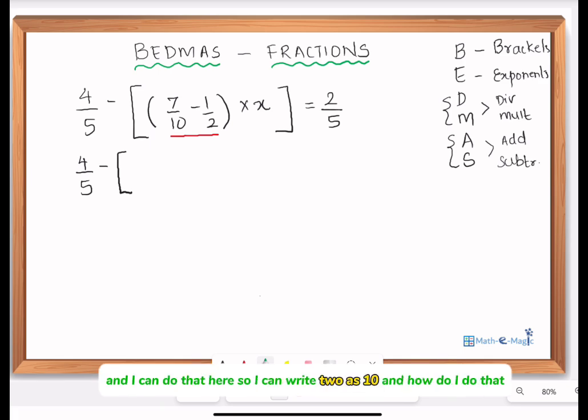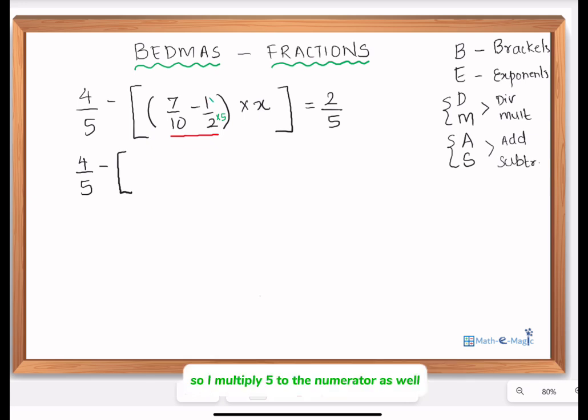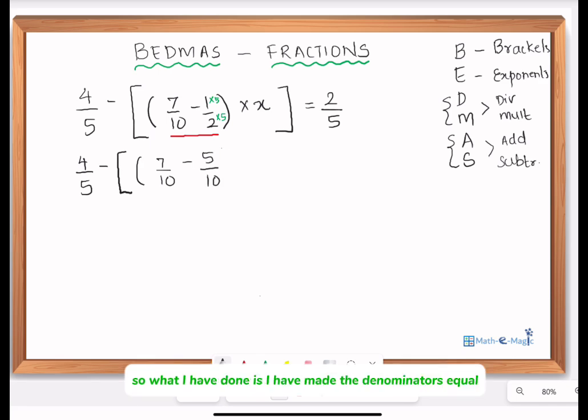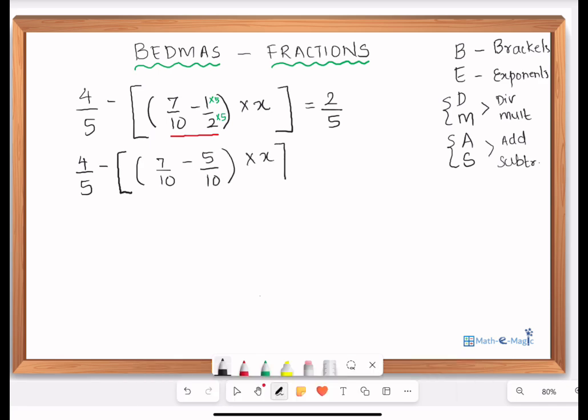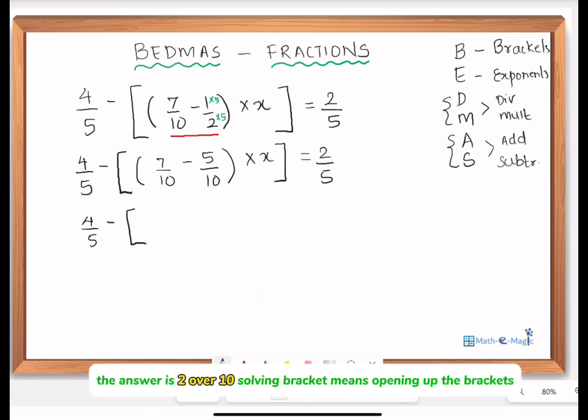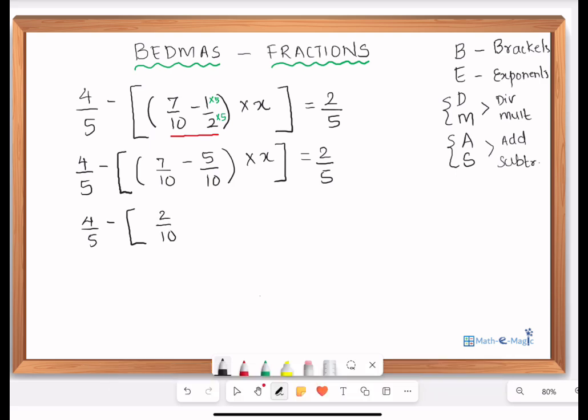So I can write 2 as 10. And how do I do that? By multiplying it by 5. And if I do anything to the denominator, the same thing has to be done to the numerator. So I multiply 5 to the numerator as well. So what I get over here is 7 over 10 minus 5 over 10. So I have made the denominators equal, and now I can subtract the numerators. So I get 4 over 5 minus, and when I solve inside the brackets, the answer is 2 over 10. Solving the bracket means opening up the brackets. We don't need that bracket anymore.